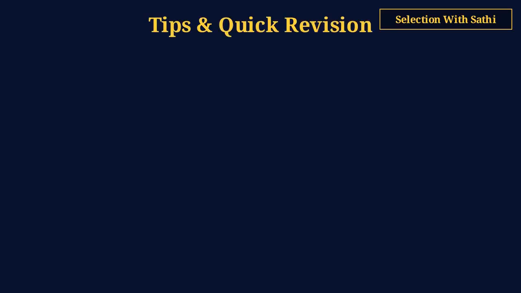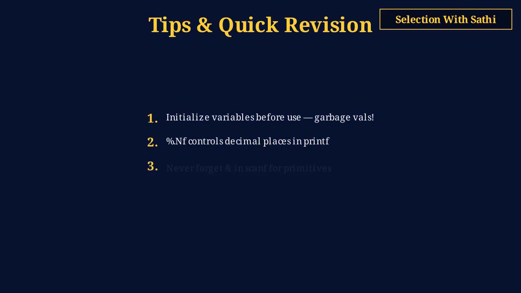Quick tips for C basics. Tip 1. Always initialize your variables before use. Uninitialized variables in C contain garbage values, which can cause unpredictable behavior. Tip 2. Use %.nf to control decimal places in printf. %.2f shows two places, %.0f shows none.